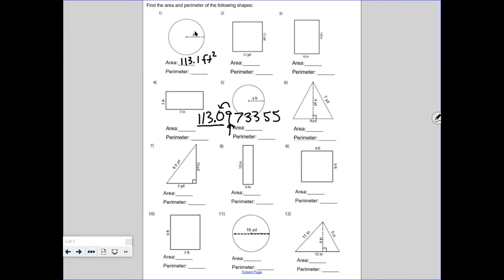Now perimeter is, I'm going to put it on here, is 2 pi r. And you see the radius is 2. I'm sorry. The radius is 6.